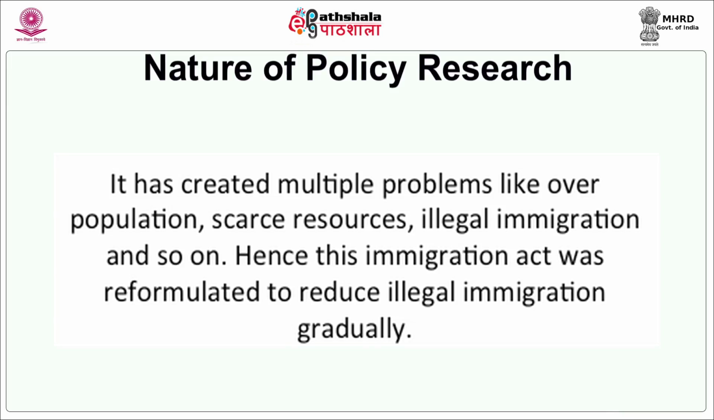For example, problems of immigration in the US became worse due to the reforms made in the Immigration Reform and Control Act 1986. It created multiple problems like overpopulation, scarce resources, illegal immigration, and so on. Hence, this Immigration Act was reformulated to reduce illegal immigration gradually.